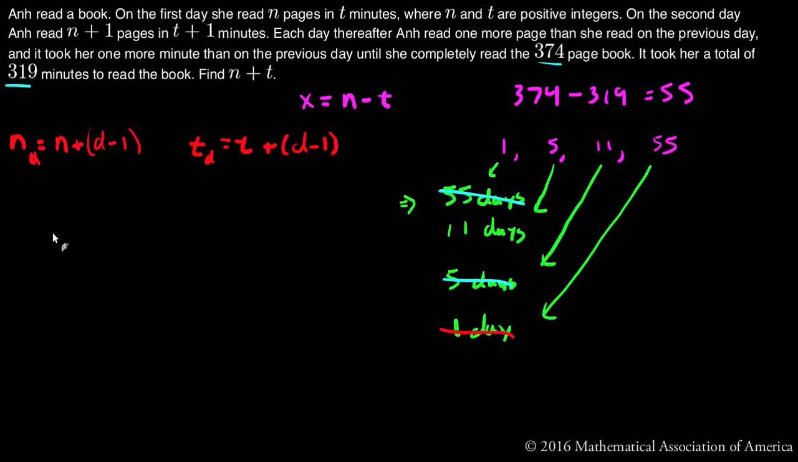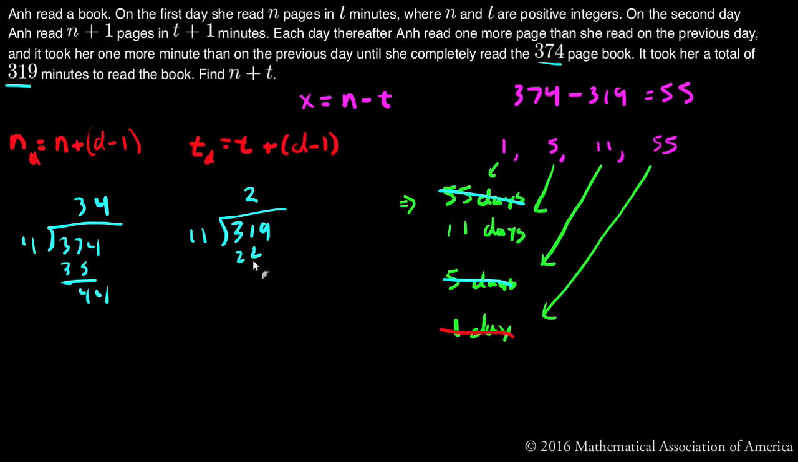And when I go through and do the work, 374 divided by 11 gives me 34. 319 divided by 11 goes into that 2 times, 22, subtract, and that gives me 29. So 11 is the only case that works. On the 6th day, n sub 6 is going to be 34, and t sub 6 is going to be 29.